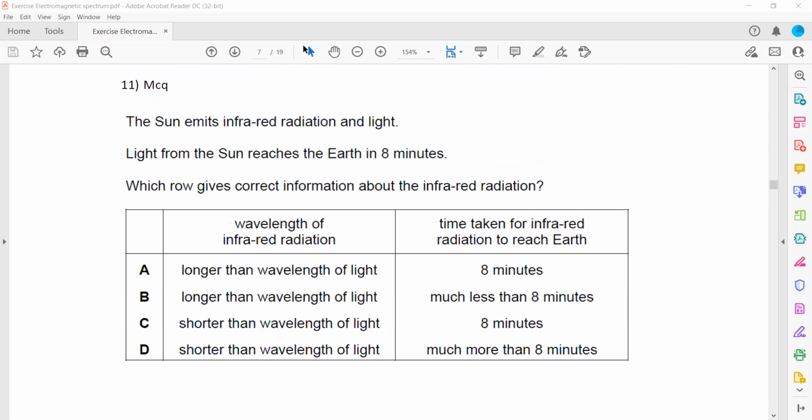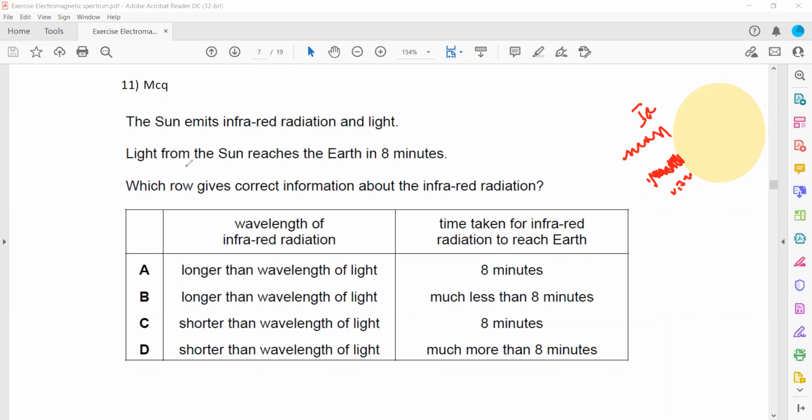The sun emits infrared radiation and light. Even ultraviolet is emitted, but most of it is stopped by the ozone layer. So on the Earth we are able to receive most of the heat radiation, the infrared and the visible. Infrared has a longer wavelength relatively compared to visible.